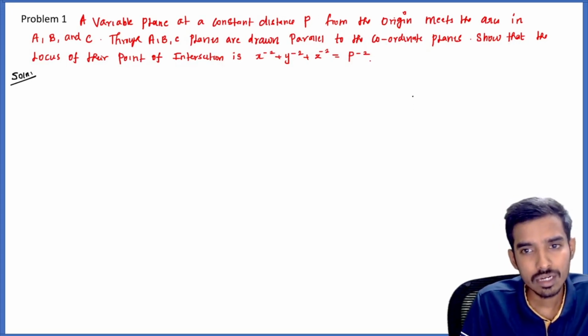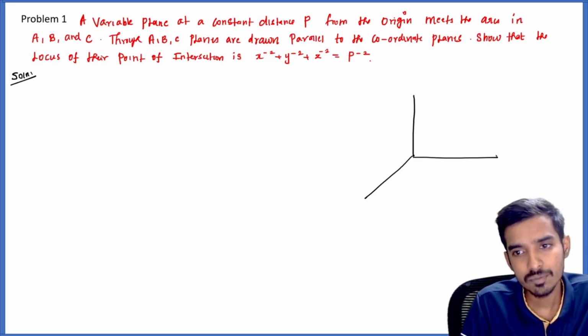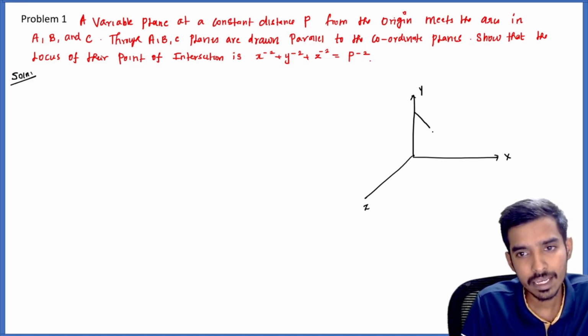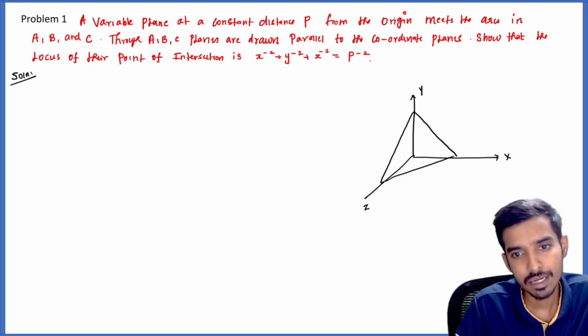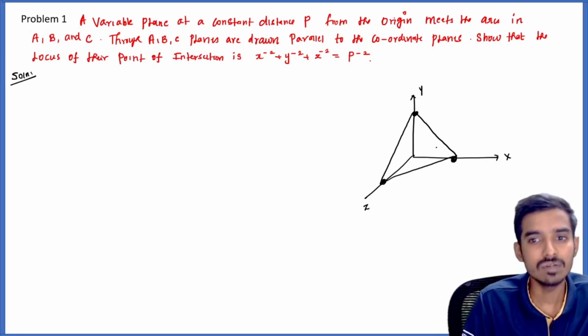So let us draw some coordinate axes. Let this be the x-axis, let this be the y-axis, and let this be the z-axis. Let us draw a plane. Let this be the plane. It meets the coordinate axes at A, B, and C. That is what is given.